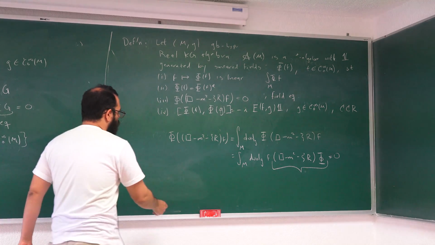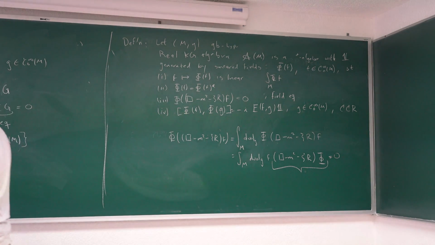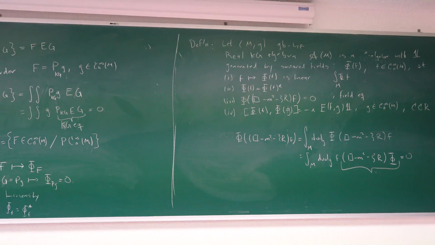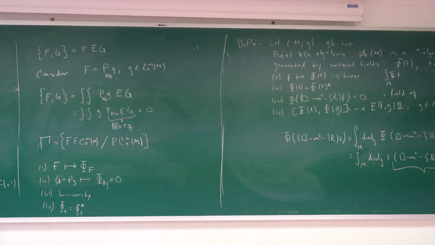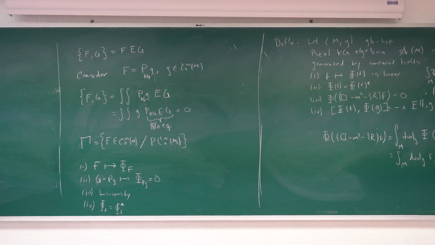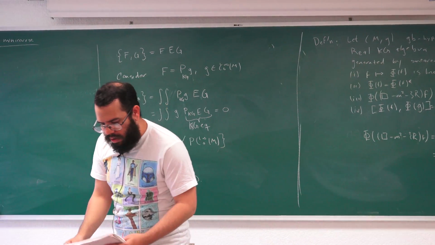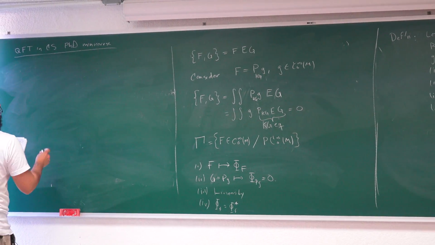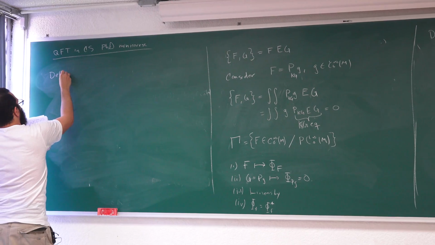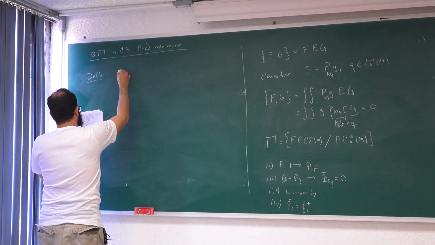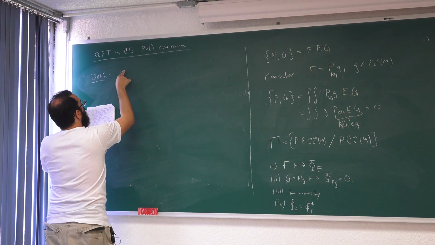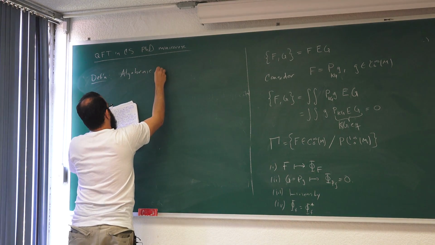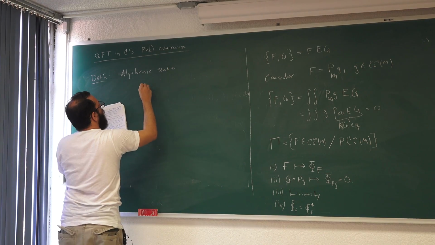So now that we have the field algebra, let me introduce you to states. We're going a bit quickly, so maybe you'll have to read your notes to really think about this. But let me introduce you to states. So definition, an algebraic state. So this is called an algebraic state. It is a linear functional.